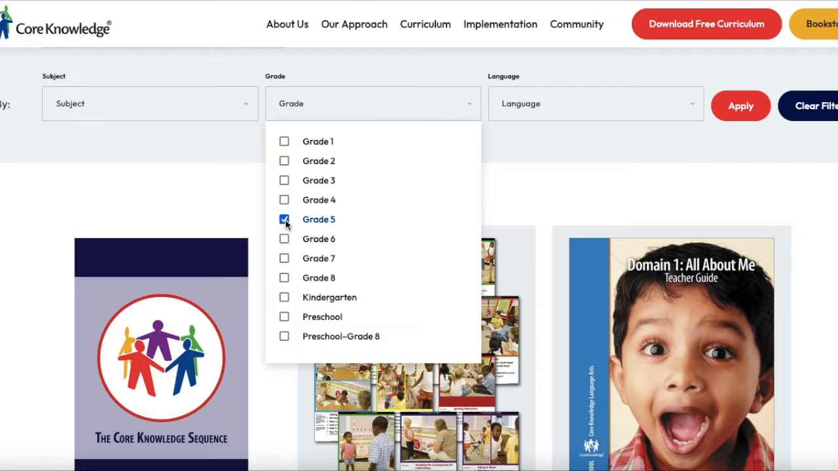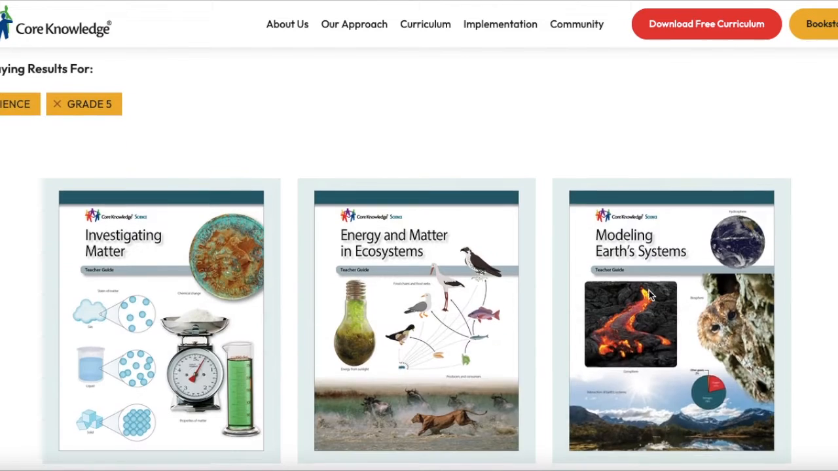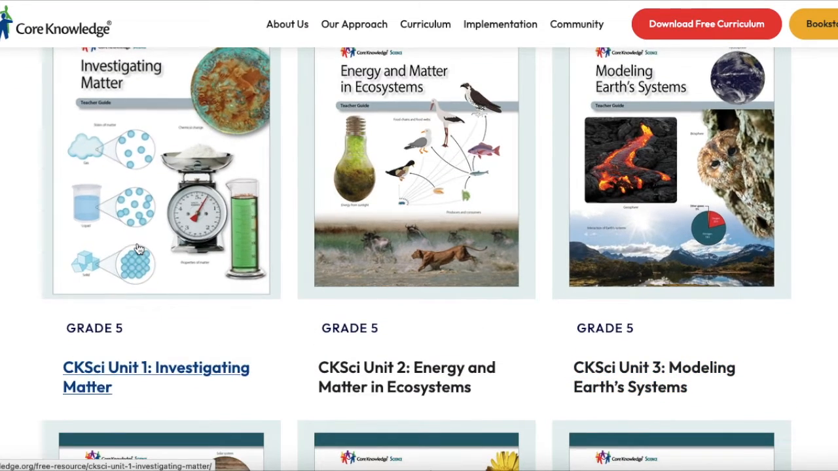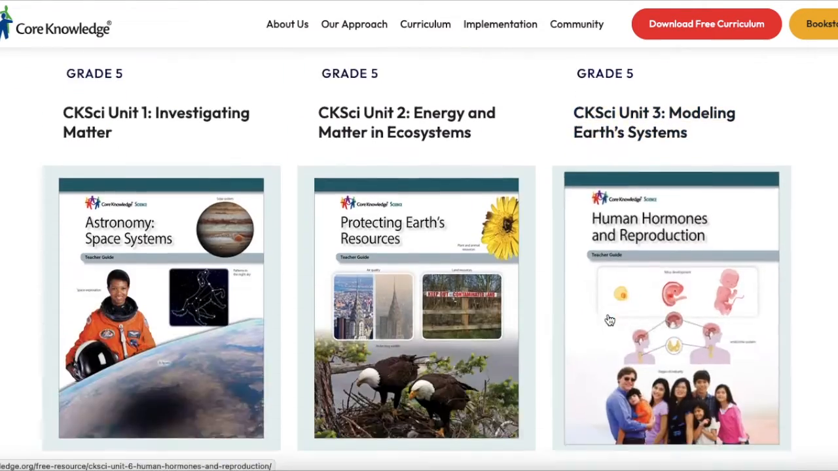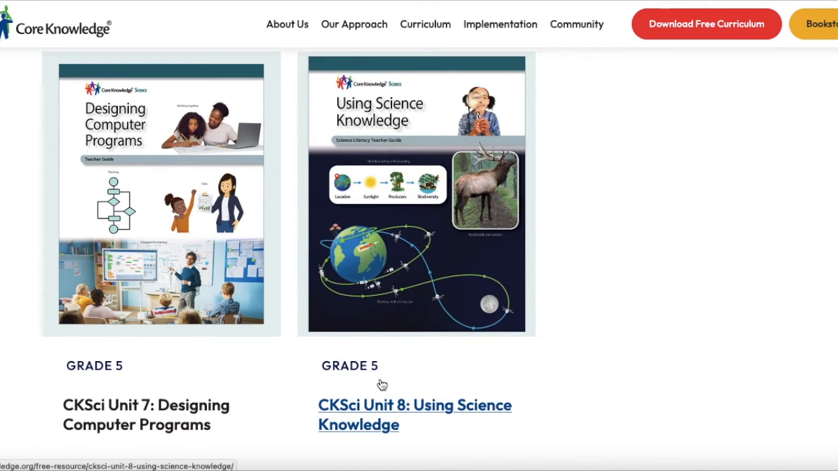I'm going to show you grade 5 because that's what we're using this year. And it will give you all the units. So we are currently still doing investigating matter, but these will be all the units we cover. And like I said before, this is the science literacy unit.